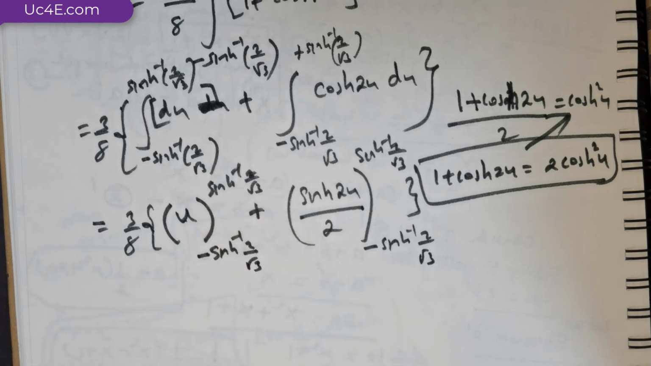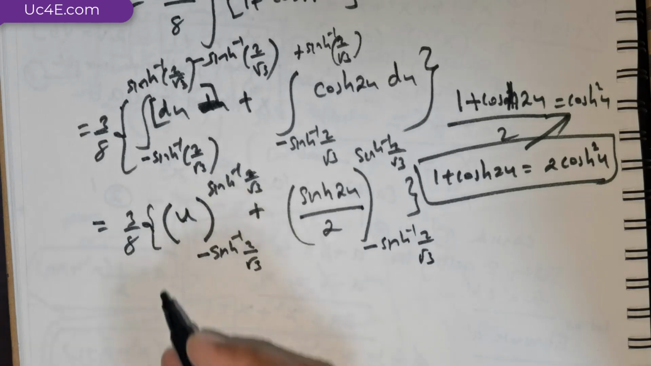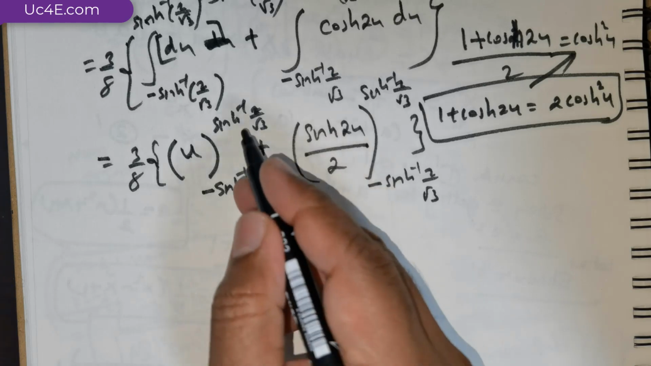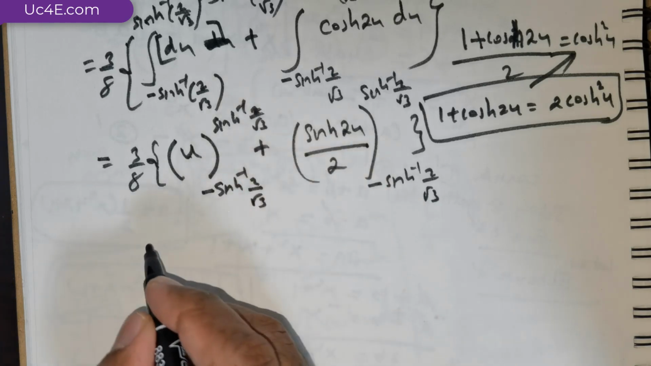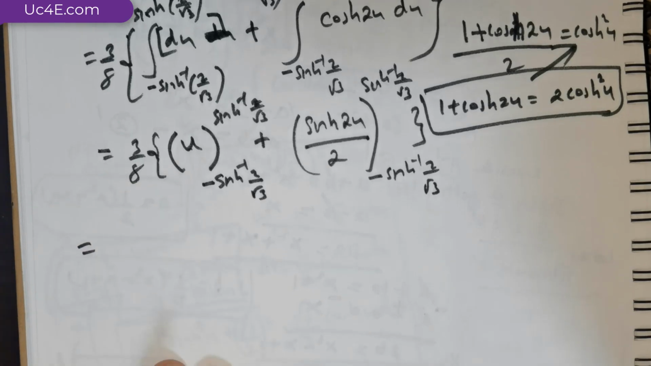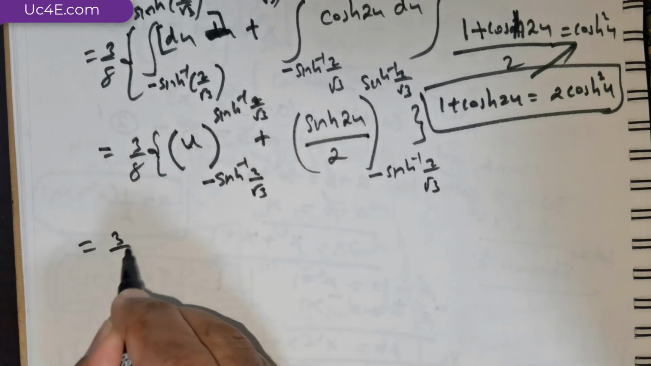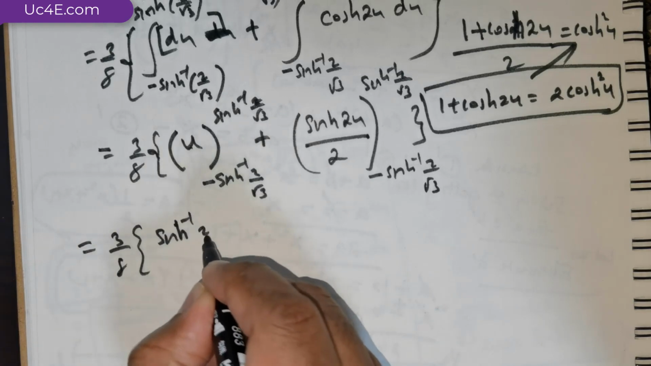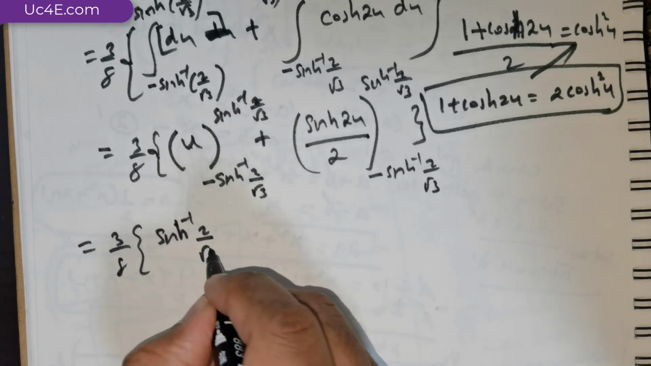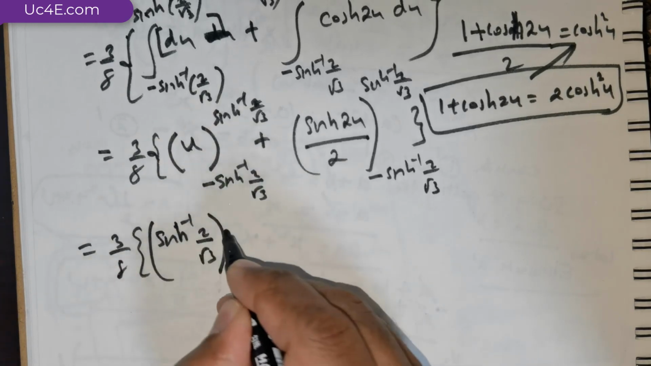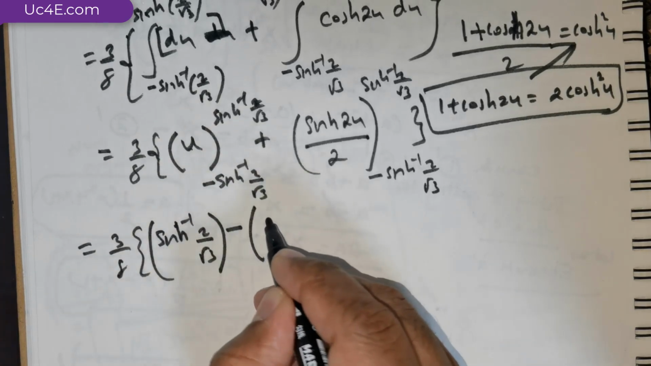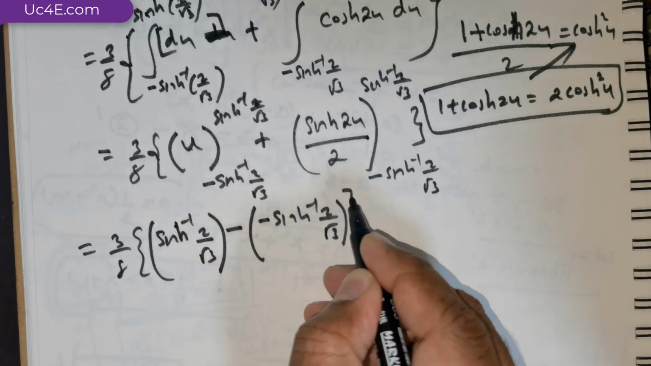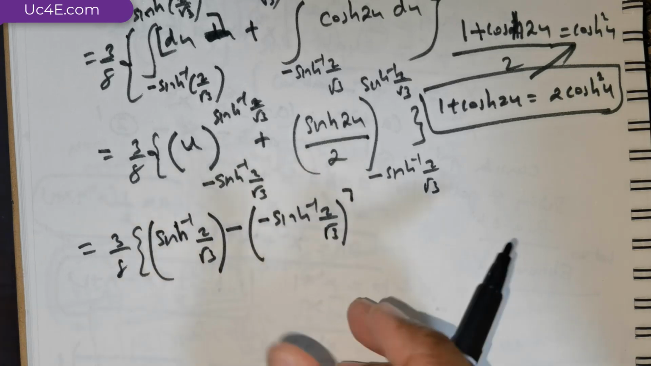Now before we substitute, I know you are going to be wondering, how are we going to handle this sin inverse of 2 over root 3? Now there is an easy way. Okay, before I do that, let me just substitute the limits. So 3 over 8, I substitute the upper limit, sin inverse of 2 over root 3, minus the lower limit, which is negative sin inverse of 2 over root 3, right?